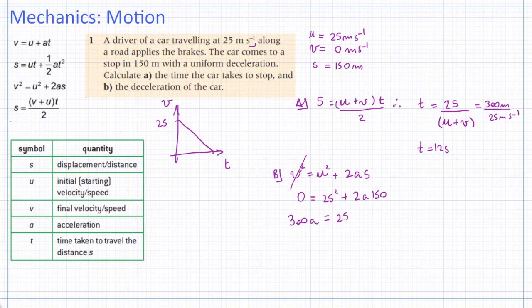which is equal to negative 25 squared. Therefore, our acceleration will be negative 25 squared divided by 300. Now, since our speed is in meters per second and our displacement or distance is in meters, this will be in meters per second squared. So we don't have to worry about the units. This is negative, and that's a deceleration, isn't it? So if we get the values, we should have negative 2.1 meters per second squared.